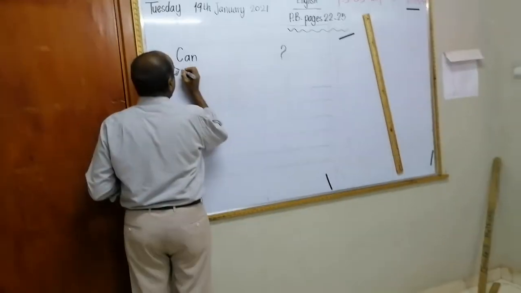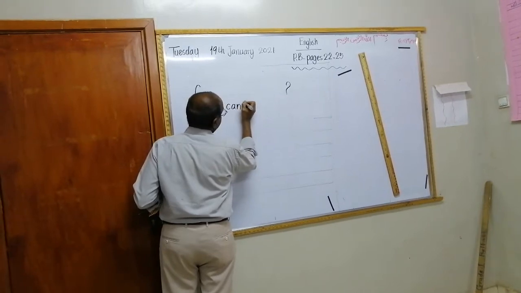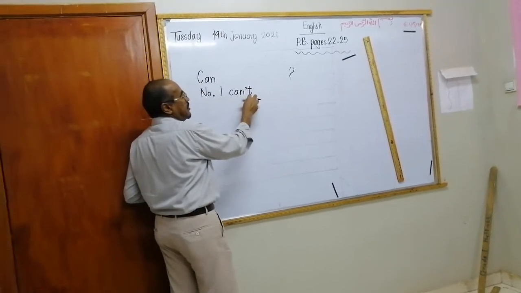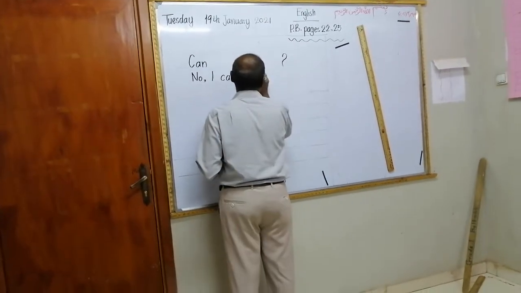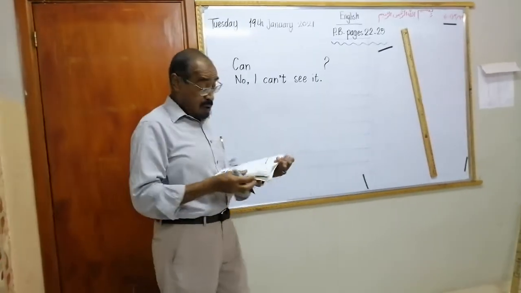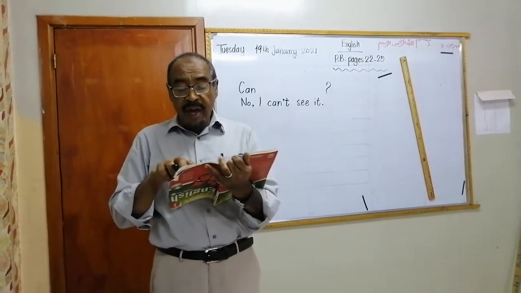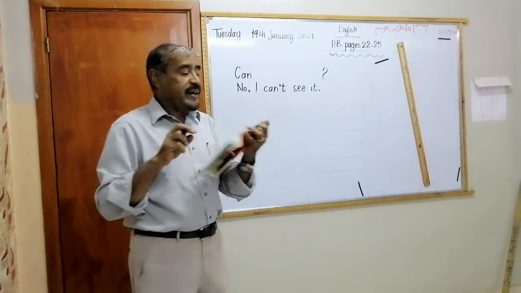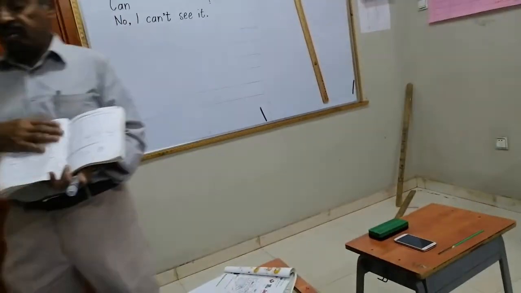No, I can't. Can't, here it is, the n't. No, I can't. No, I can't see it. No, he can't see the helicopter. Full stop. Yeah, that's it. All right. Look. There it is. I see it. I can. The missing word is can here. Okay? Very easy to do this page.